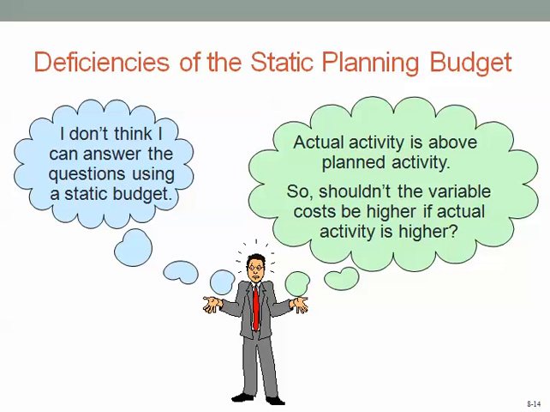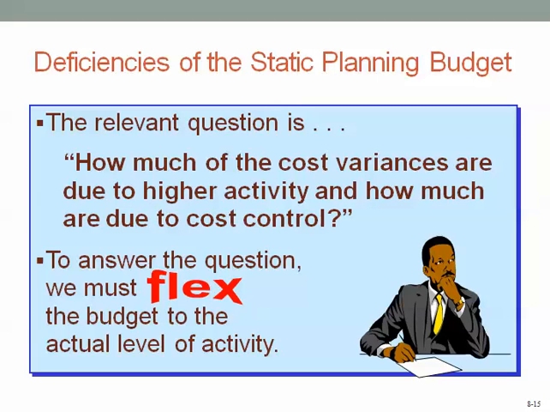So we really can't answer those questions of whether he has done a good job or a poor job at controlling costs, because comparing our actual level of activity with our static budget, we are comparing different levels of activity, 550 lawns versus a planned 500 lawns. This is where our flexible budget comes in. It will allow us to identify how much of the cost variance, the difference in our actual and original plan cost, is due to the fact that in this case Larry had a higher level of activity, and how much of it was due to good or poor cost controls.